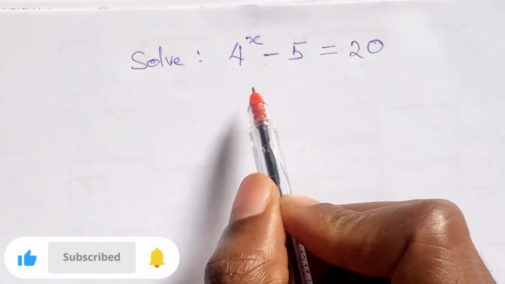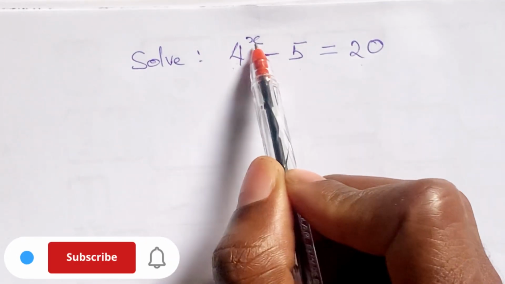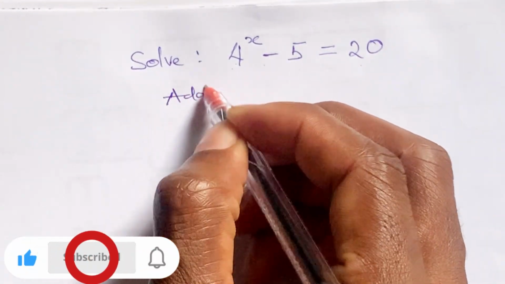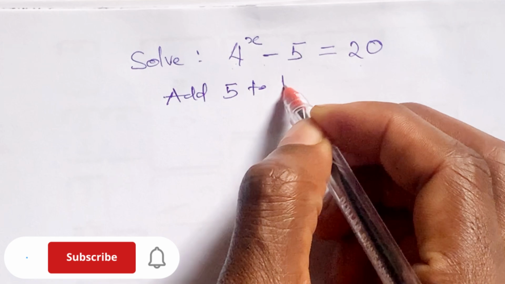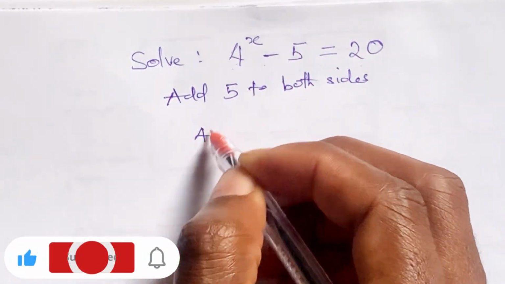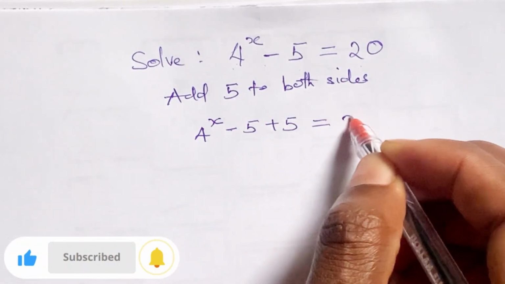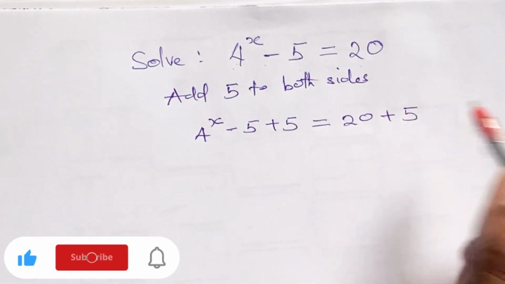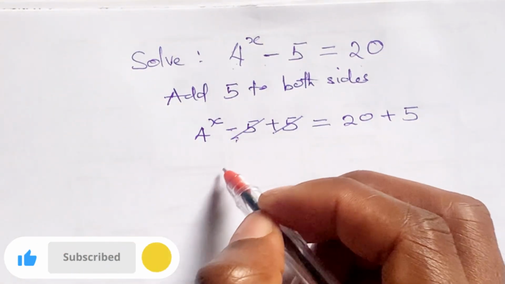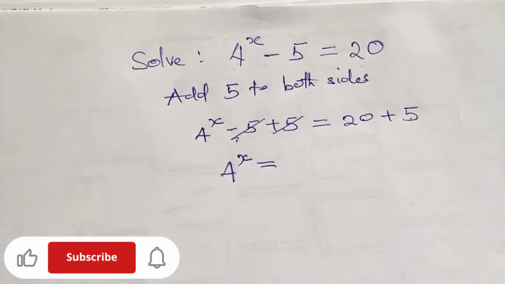So the first step is to isolate this exponential part, the 4 to the power of x. We do that by adding 5 to both sides. So we have 4 to the power of x minus 5 plus 5 is equal to 20 plus 5. Minus 5 plus 5 will cancel out. Then we'll have 4 to the power of x is equal to 20 plus 5, which gives us 25.